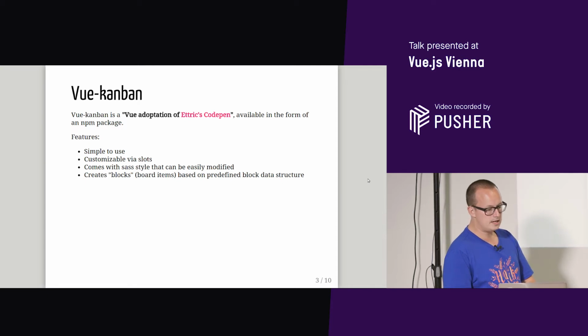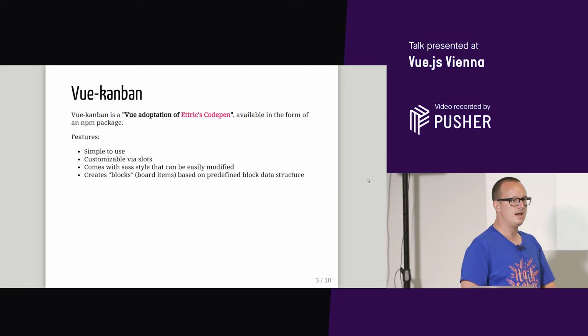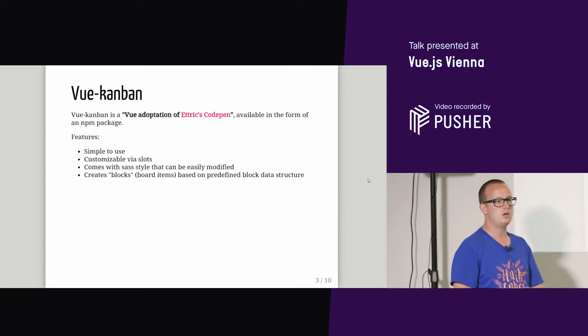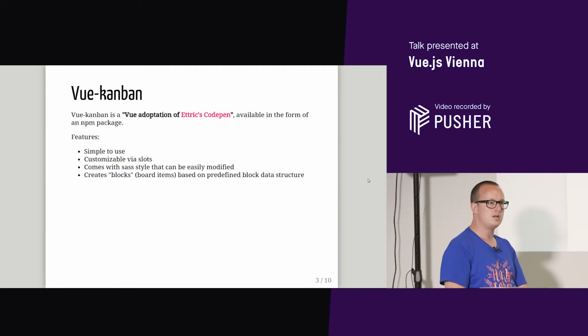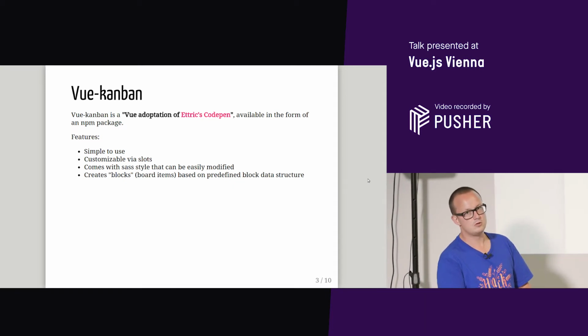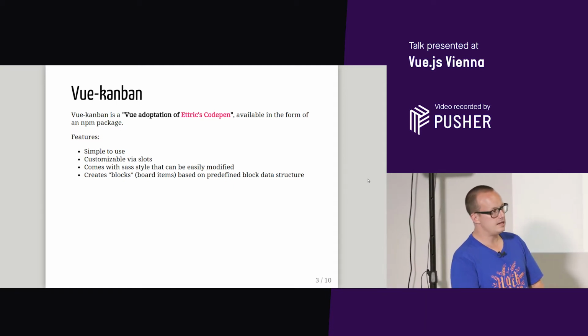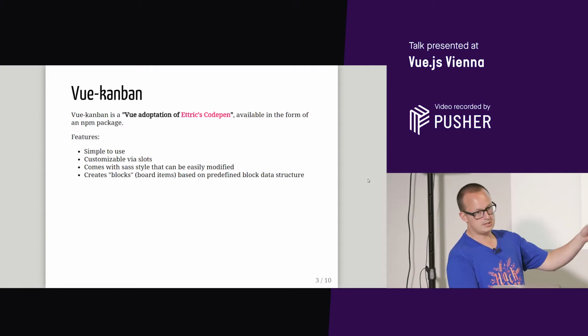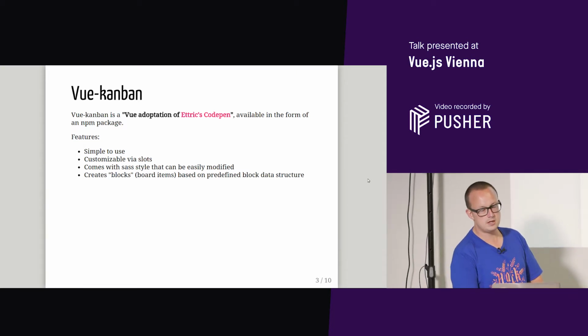So, maybe before we even get to vue-kanban, by show of hands, does anyone not know what a Kanban board is? Everyone knows Kanban. Okay, cool. So for the people on the video, Kanban is a representation to manage work, to show tasks in different states, from new to in progress to completed. We'll see that more as we see the example project on the screen.